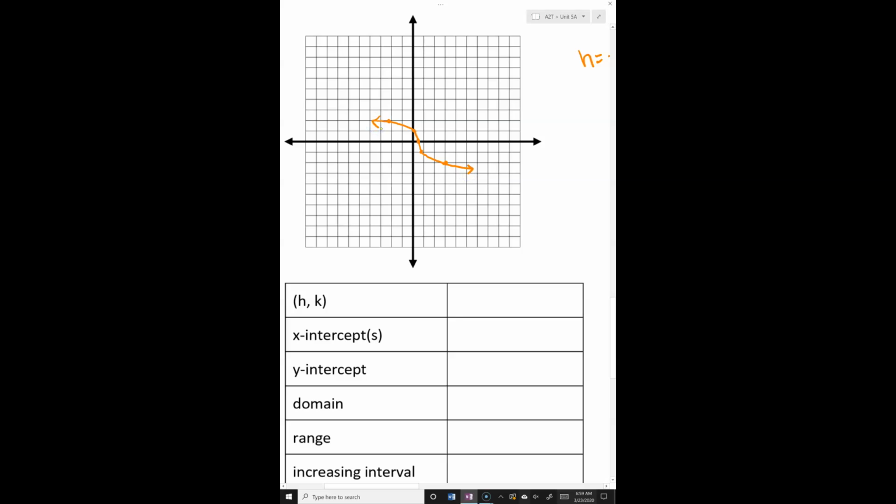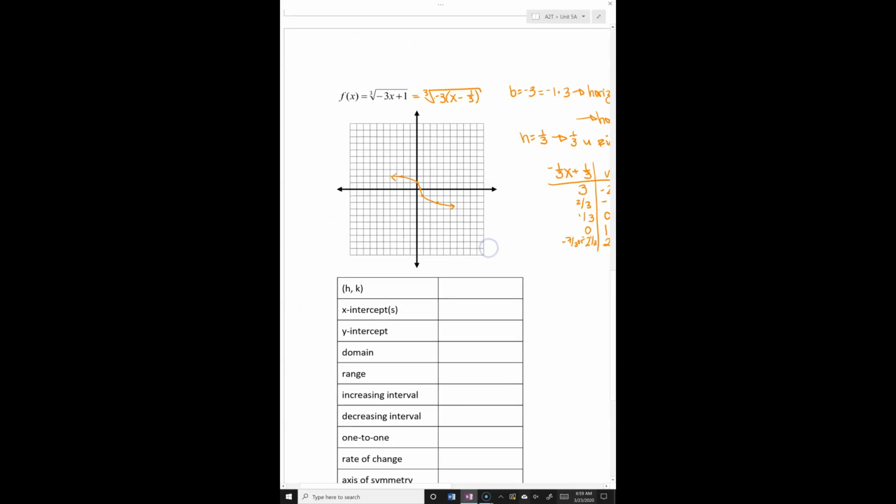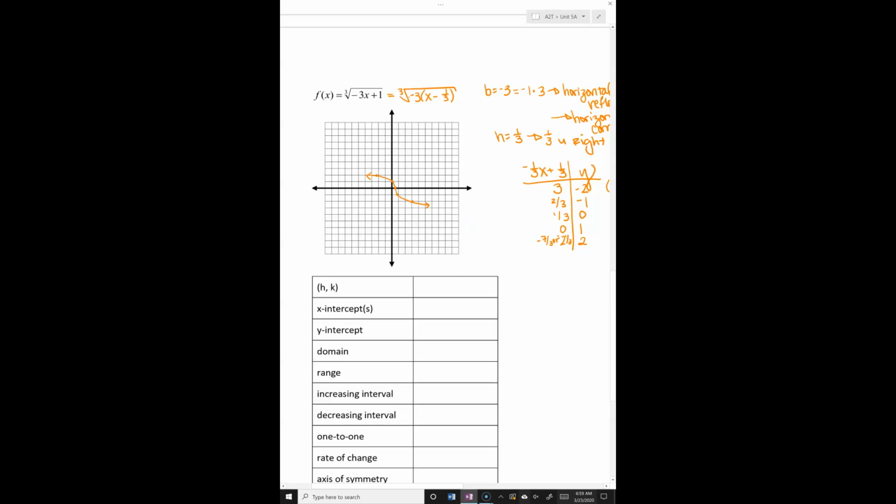And we can see that there's definitely a compression, not as stretched out as our normal parent function. Okay, so let's fill in our chart, guys. HK, we wrote it down. HK is going to be 1/3, 0. The x-intercept, you luckies, is in the chart. It's 1/3, 0. The y-intercept is also in the chart. No algebra for us in that respect.